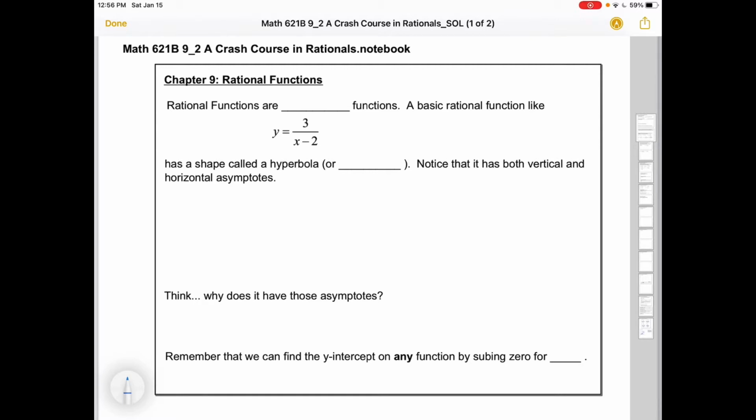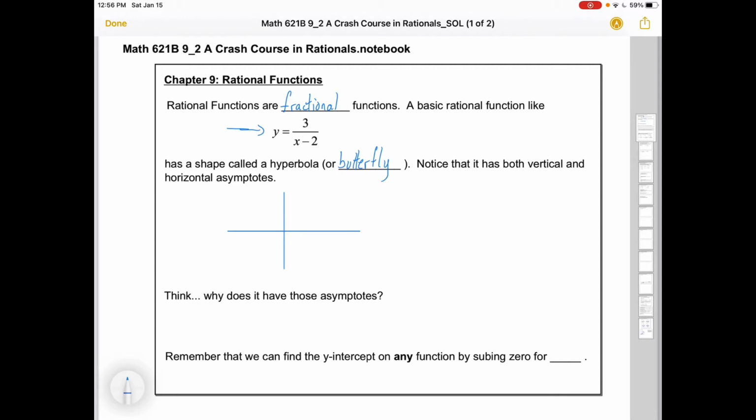So rational functions are fractional functions. And a lot of the stuff that we do here is going to have tie-ins for the start of calculus, so it's worth doing. A basic rational looks like this. It's a fractional function. We've seen these before. We called it a hyperbola as its real name, but we had the sort of colloquial name of calling it a butterfly. It has both vertical and horizontal asymptotes.